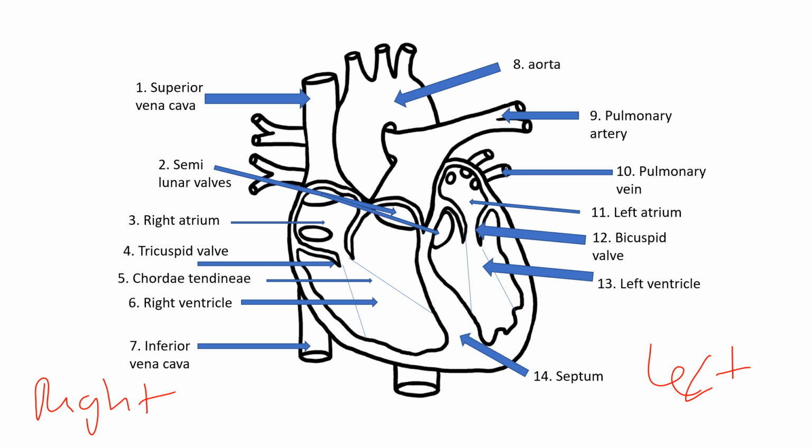Next thing we want to do is identify which side carries oxygenated blood and which side carries deoxygenated blood. So here we can see that on the left hand side, blood is going to come back from the lungs into the heart via the pulmonary vein. So then the left hand side is actually going to carry oxygenated blood, whereas the right hand side is going to carry deoxygenated blood.